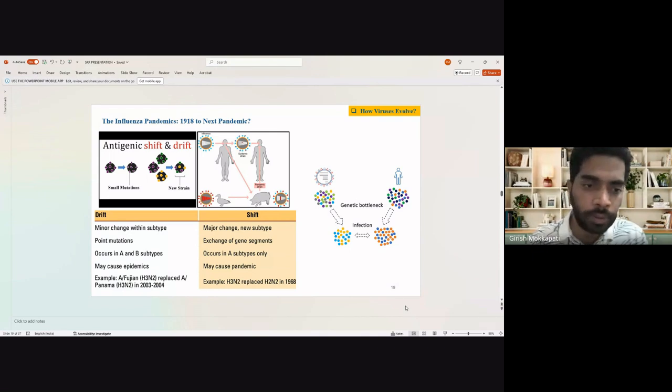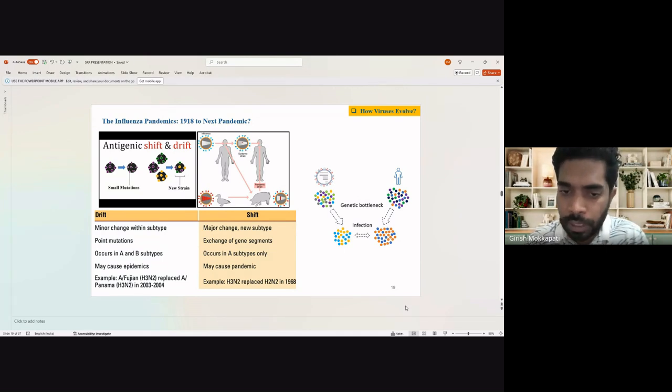So here are some of the changes based upon that definition. What happens in a drift is a minor change within the subtype. It can be a point mutation, a T to C, adenine to thymine, or G to C. It occurs within A and B subtypes, and it has the potential to cause epidemics, but not pandemics. But in a shift, a major change, a new subtype has emerged, and the gene segments have exchanged.